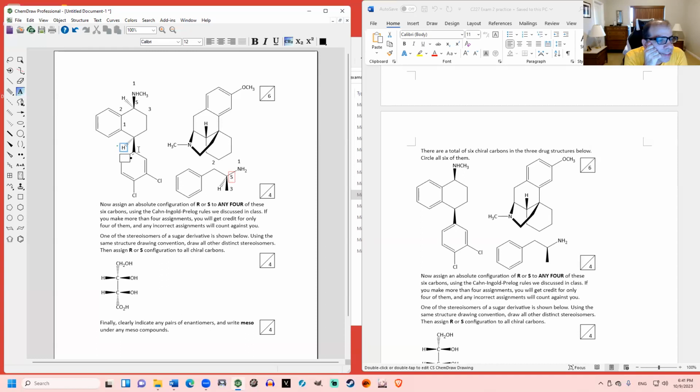So that means this one is priority 2, and this one is priority 3. That one was tough. But they only had to assign 4 of the 6. So this one is actually S.